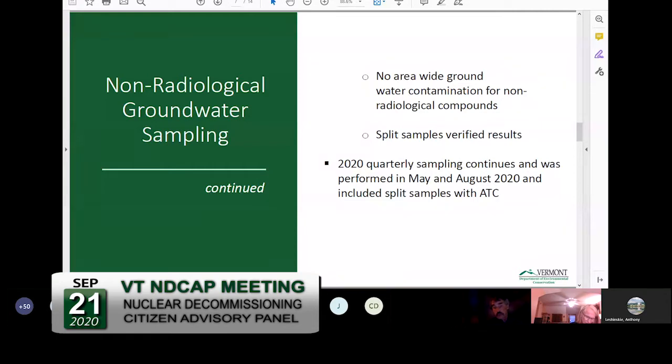As Corey said previously, we did not find any large areas of groundwater contamination for non-radiological compounds. No big spills have been identified. This has been verified. We used ATC to split samples where they went out with Haley and Aldrich during the groundwater sampling rounds, and they collected samples and sent them off to another lab. And those split samples basically verified what Haley and Aldrich was saying, that there wasn't any contamination, they were verifying those results.